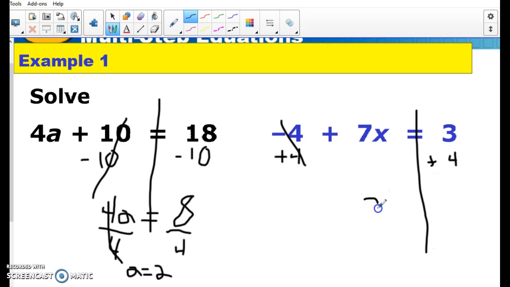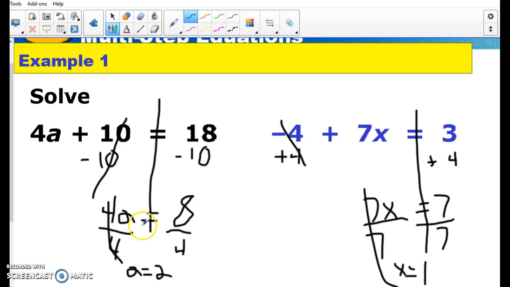And I'm going to end up with 7x equals 7. Alright, it says 7 times x. Opposite of times is divide. So divide both sides by 7. 7 divided by 7 is 1. So again, I can go back and check that. Negative 4 plus 7 times 1 is 7. Negative 4 plus 7 does equal 3.